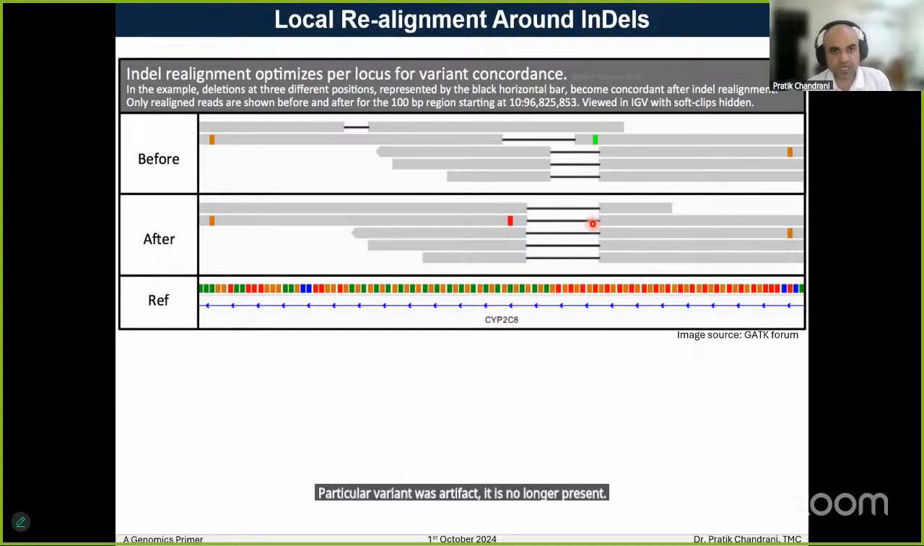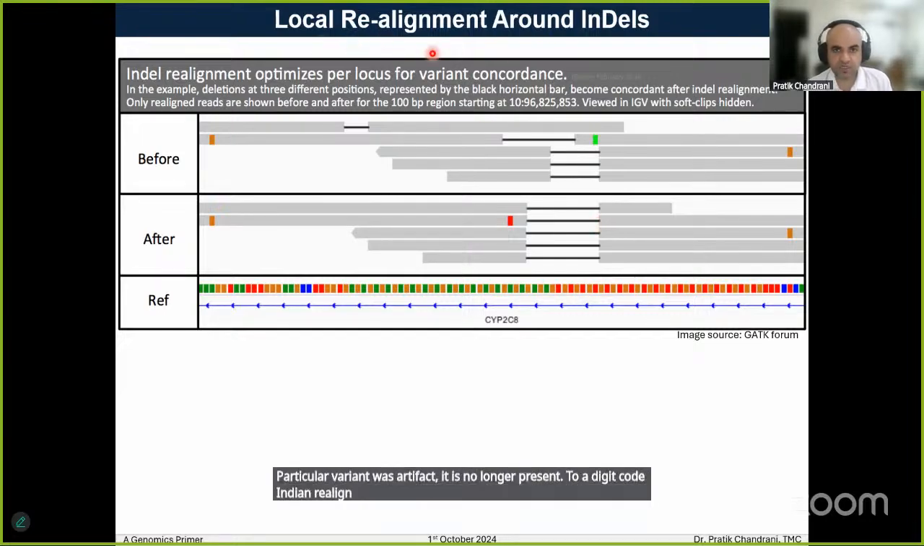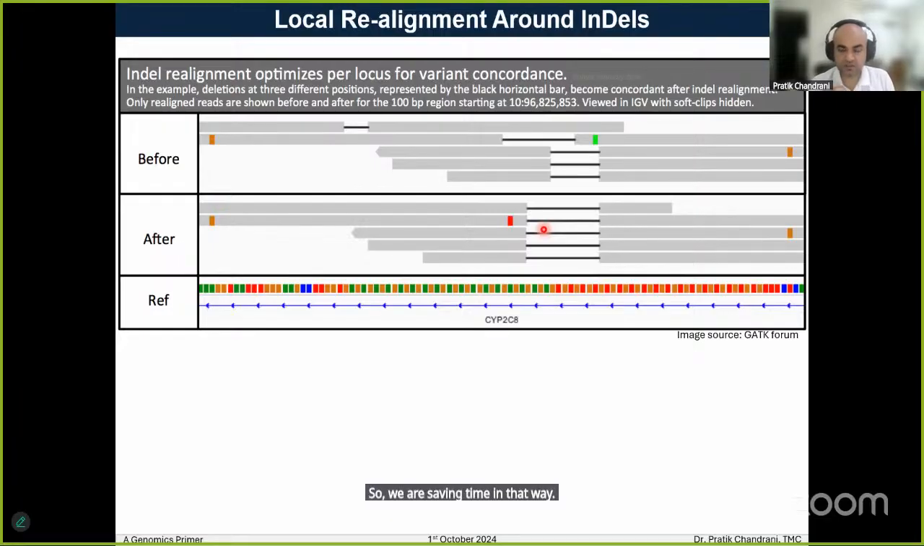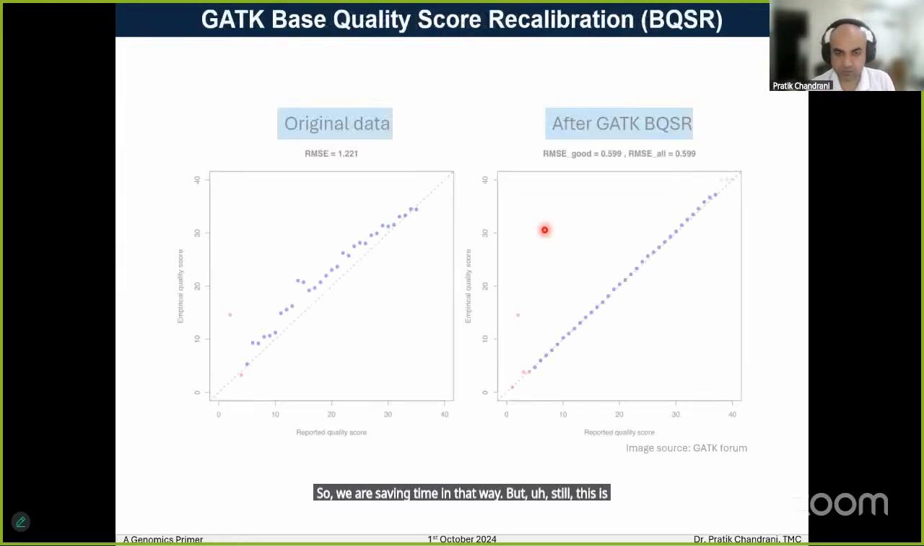So this is called indel realignment, or local realignment around indels, by using a much more sensitive algorithm. But this is being done only in the known locations of indels. So we are not realigning the whole of the genome. So we are saving time in that way. But still, this is a very time consuming step overall.